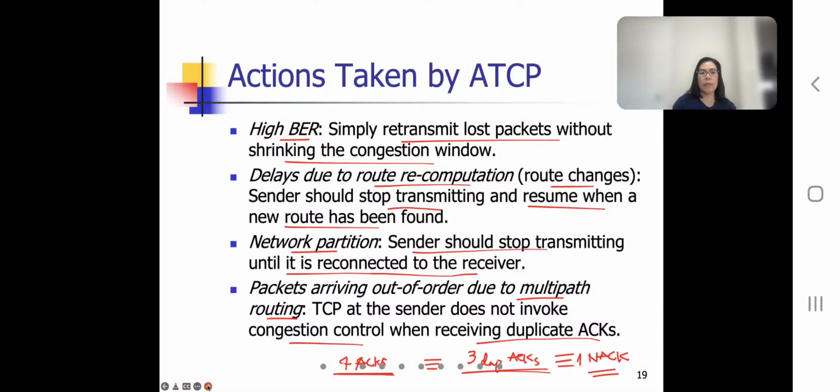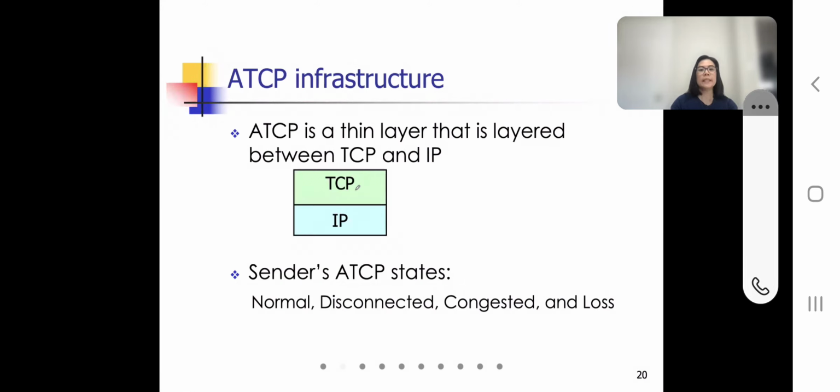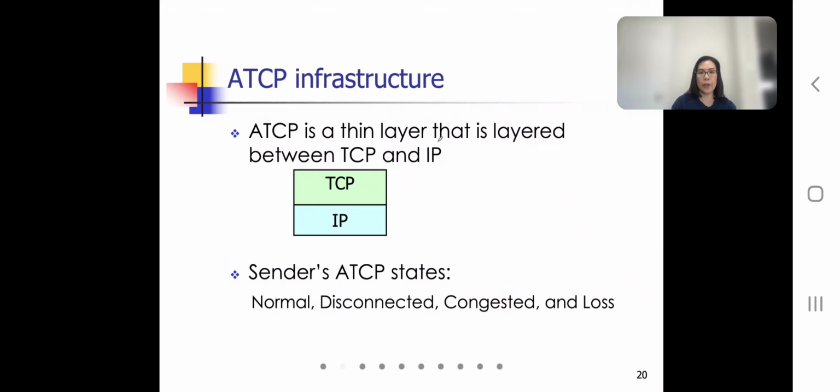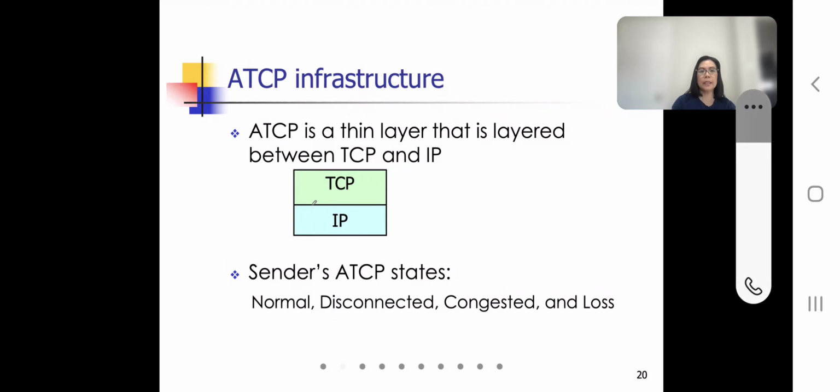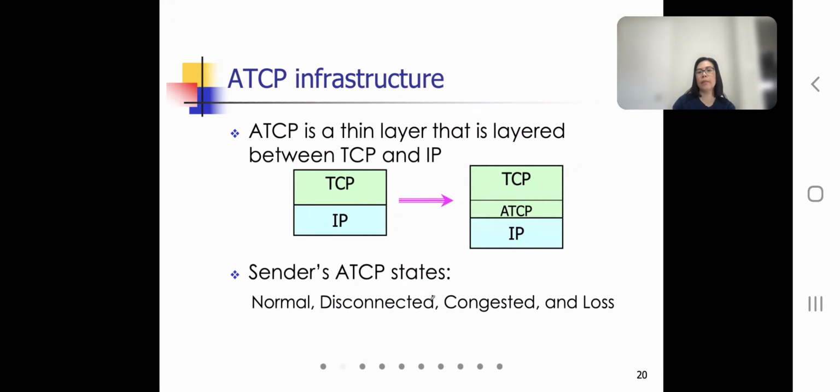So what is ADCP? ADCP is a thin layer that sits in between the TCP layer, or the transport layer, and the IP layer. Okay. So ADCP sits here. And then this ADCP layer would have 4 states: normal, disconnected, congested, and lost. So we'll consider each of these in sequence.